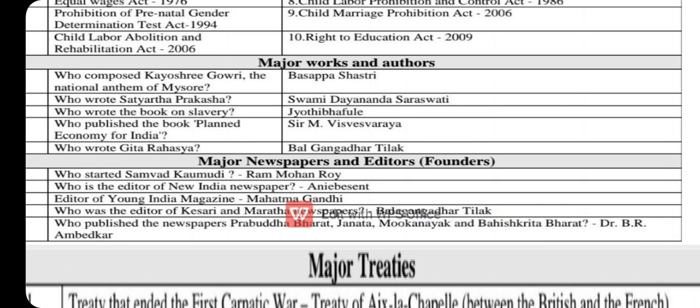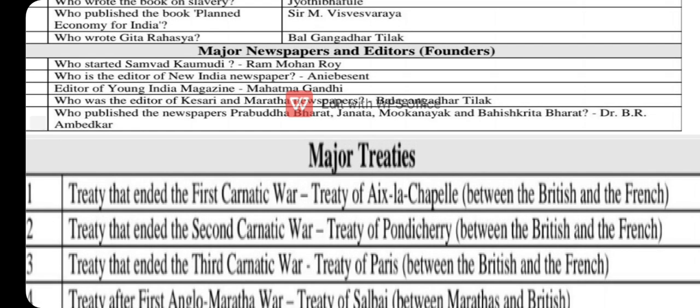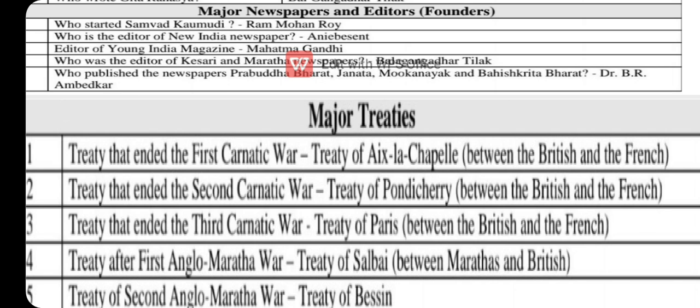Who published the newspapers Prabuddha Bharata, Janata, Mooknayak, Bahishkrit Bharat? These newspapers were published by Dr. B.R. Ambedkar. Another statement he made: without social freedom, political freedom is meaningless. Next, major treaties. Treaties we can see in the Carnatic Wars, Anglo-Mysore Wars, Anglo-Sikh Wars. These are the major treaties which are important to remember.